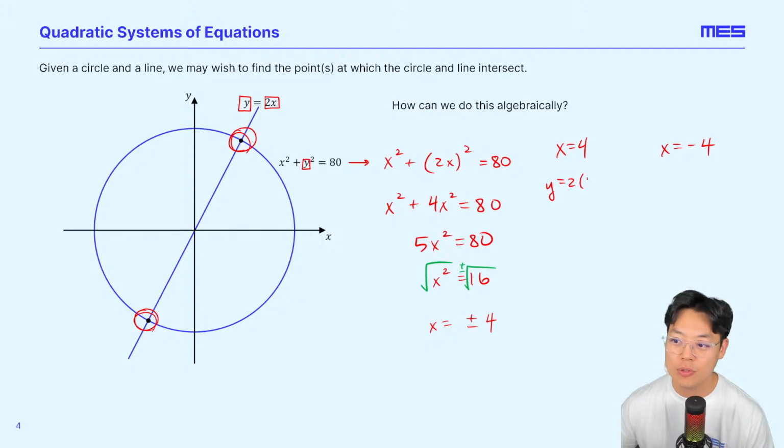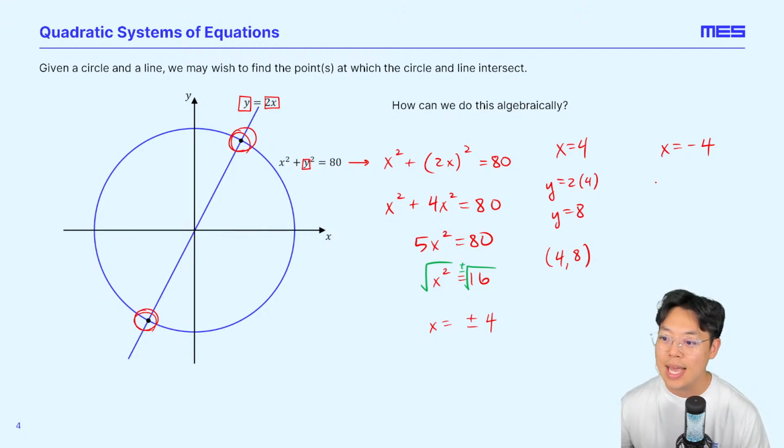y is equal to 2 times 4. So y is equal to 8 when x is 4. So 4 comma 8 is one of the points. And y is equal to 2 times negative 4. When x is equal to negative 4, y is equal to negative 8. So we have negative 4 comma negative 8.